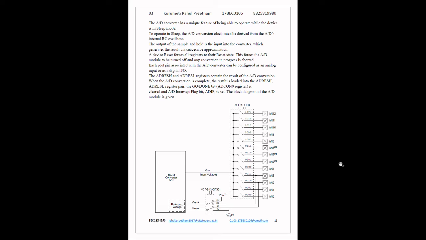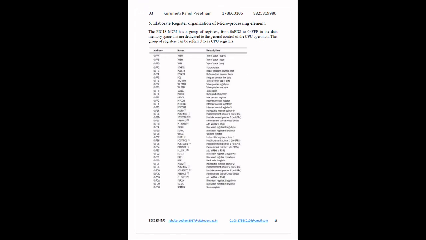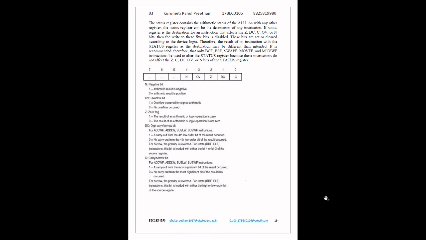Now let's talk about the power management. This microcontroller consumes less power because it is made with the latest current technology used in the industry. Now let's see the register organization in the microcontroller. Here you can see the different types of registers and their addresses. This is called the status register, which works like a program counter and gives us the address of the given data.